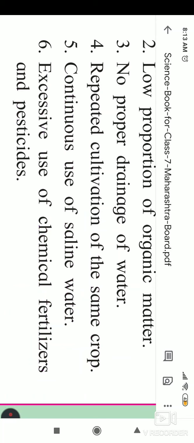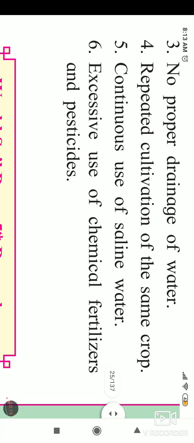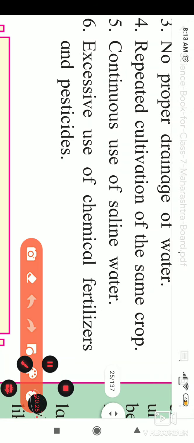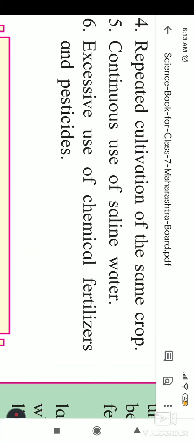Next, continuous use of saline water, salty water. If we continuously use salty water, then also the soil fertility decreases. Next, excessive use of chemical fertilizers or pesticides: if we use them excessively, then also the soil's fertility goes on decreasing.